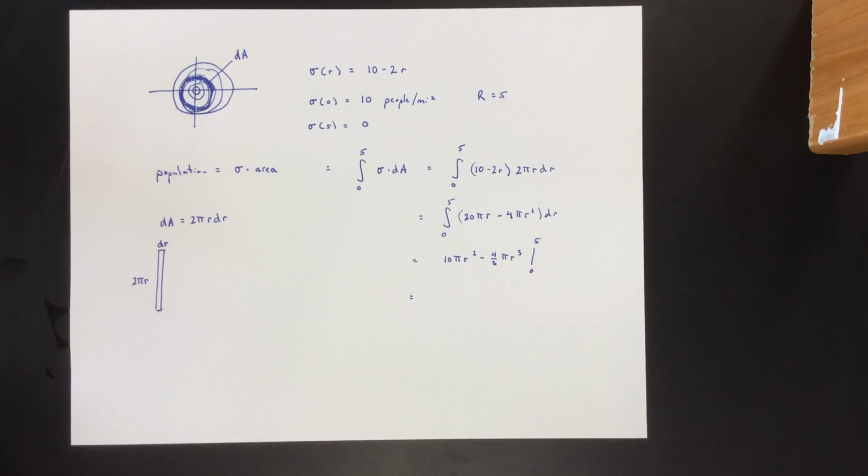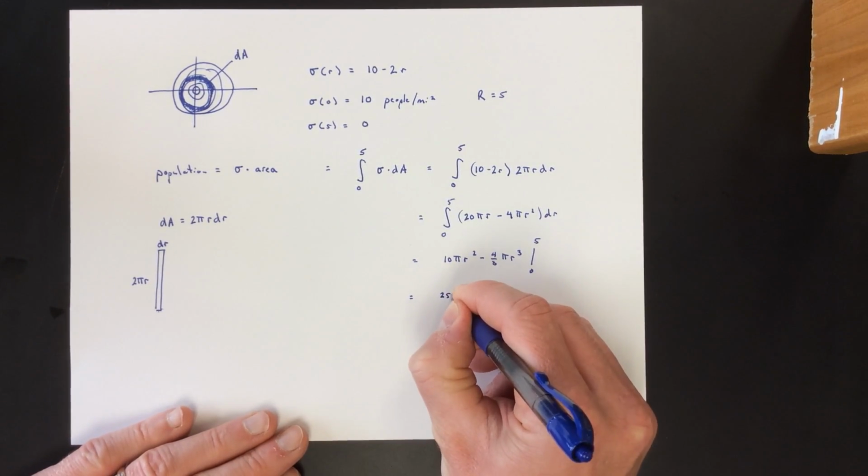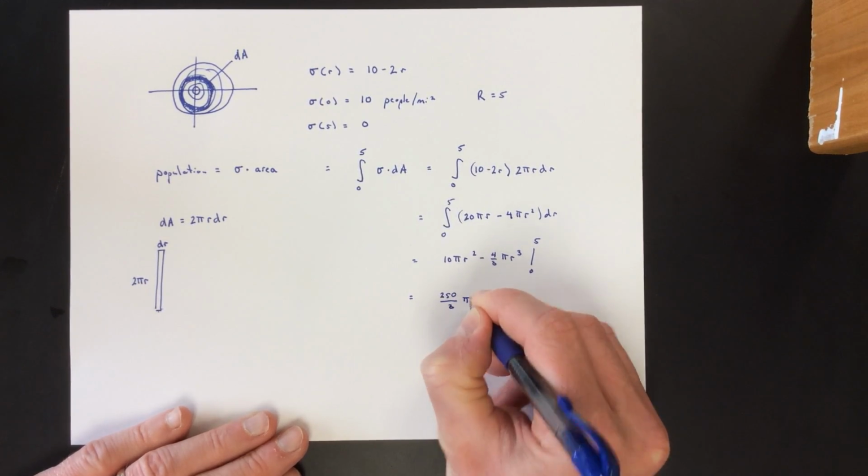5 cubed. Let's do that again. 10 times 5 squared minus 4/3 times 5 cubed. Whoa, keep messing this up. That's terrible. And we get like 83 1/3, which is 250 pi.